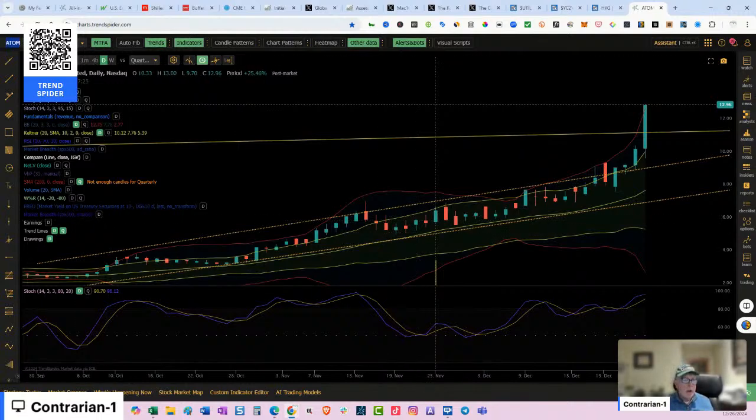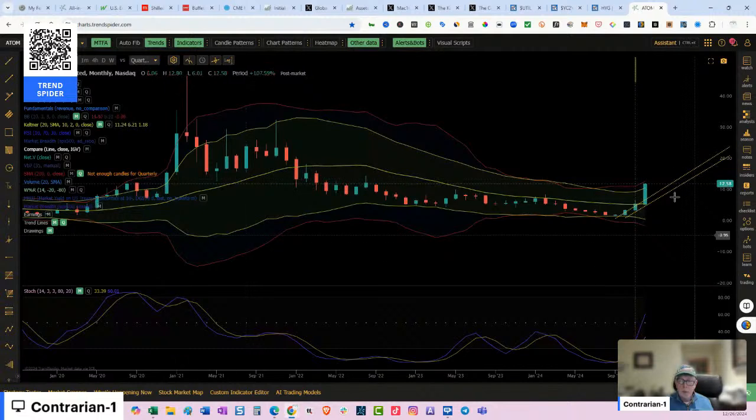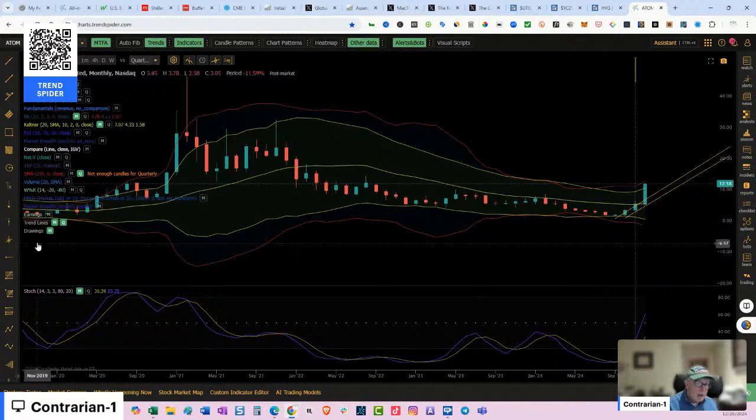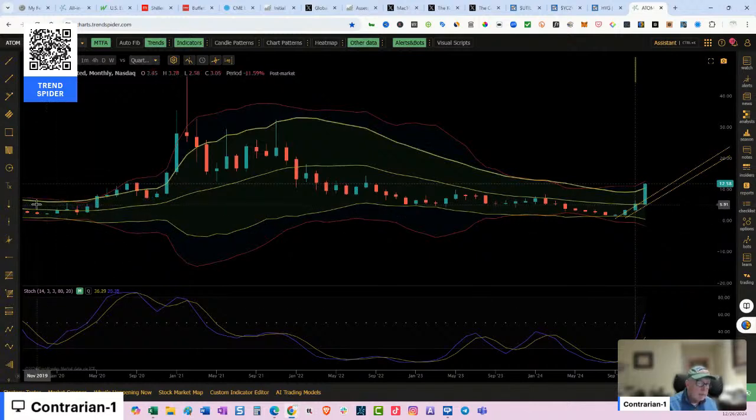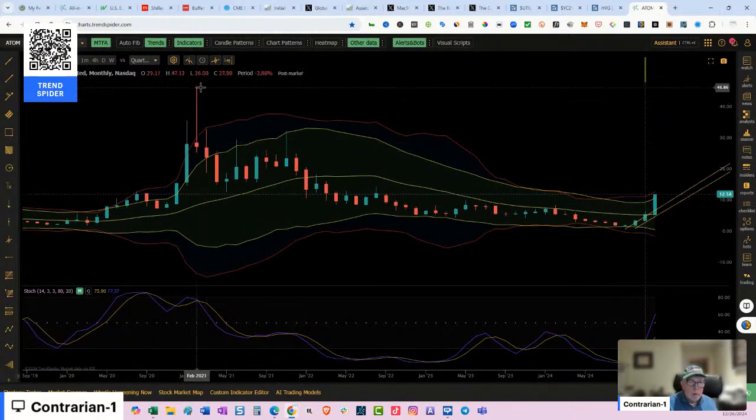That monthly Bollinger Band squeeze is no joke. There's a lot of energy built up in here. Going back to the past, yeah, it fired off. See, the same thing, it fired off back here. Look at how tight that was. That went from around $6 a share up to 46. Holy cow. 47. It's going up.